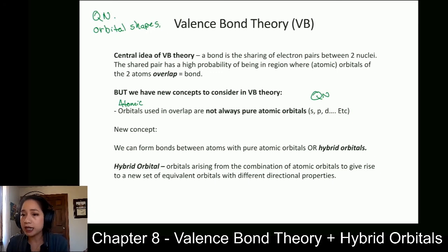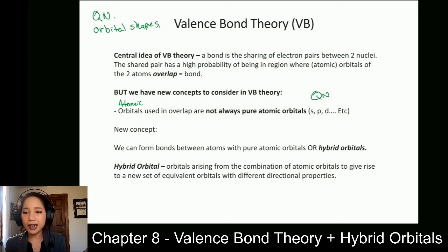So the s, p, and d orbitals are not always pure atomic orbitals that overlap. This is where the new concepts of valence bond theory come into play. If you think about the shapes of our atomic orbitals s, p, and d, and about orbital overlap, we can't get all of the different VSEPR theory shapes that we know of. There's linear, trigonal planar, tetrahedral, octahedral, trigonal bipyramidal. All of those different shapes can't be produced from pure atomic orbitals.